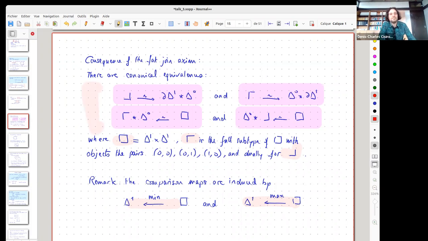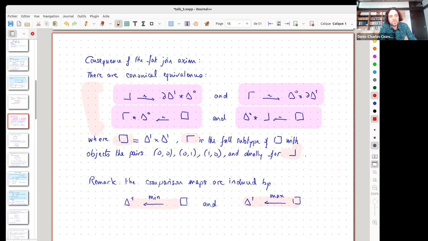equivalences, which express the fact that to go from a corner, so from an upper left corner, to a full square, you just add formally a terminal object, that is, you join the terminal object. And vice versa, there is a dual version for the initial object in the lower right corner.